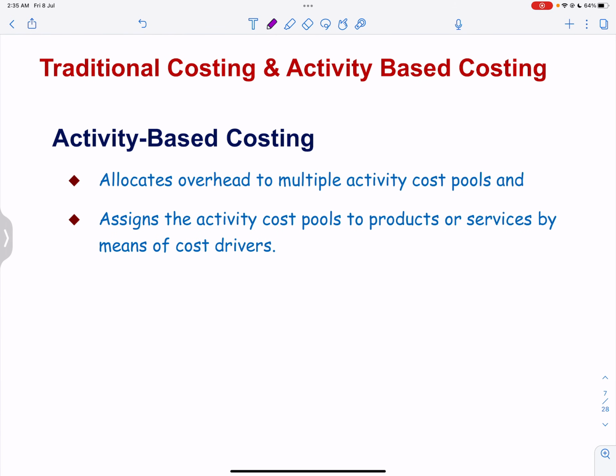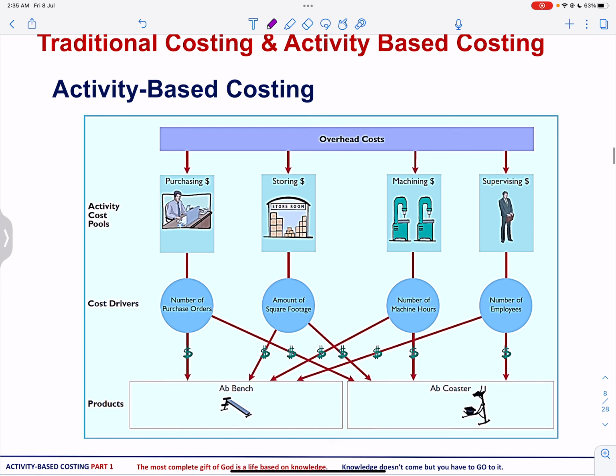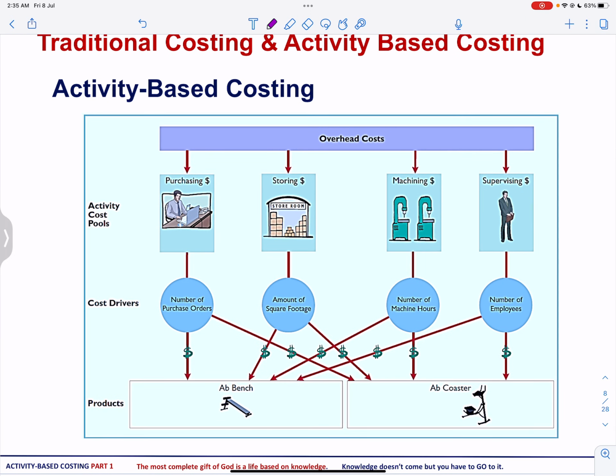So activity-based costing allocates overhead to multiple activity cost pools and assigns the activity cost pools to products or services by means of cost drivers. Activity-based costing allocates overhead cost in two stages. Stage 1 is where overhead costs are allocated to activity cost pools. And in stage 2, the overhead allocated to the activity cost pools is assigned to products using cost drivers.